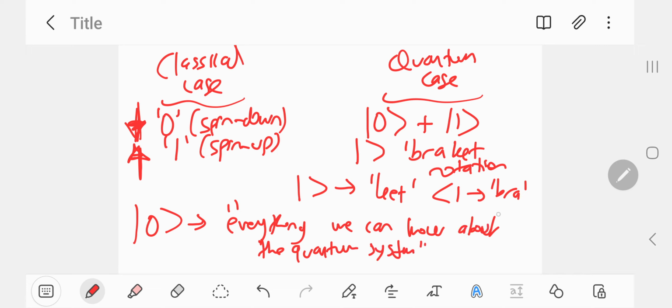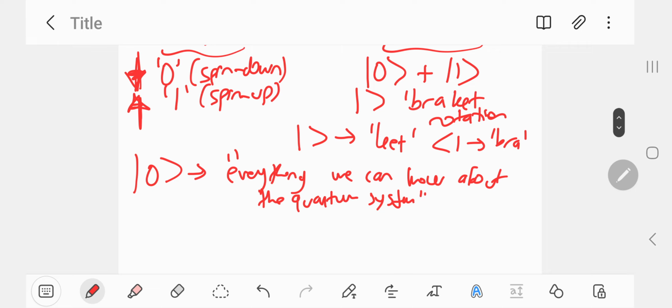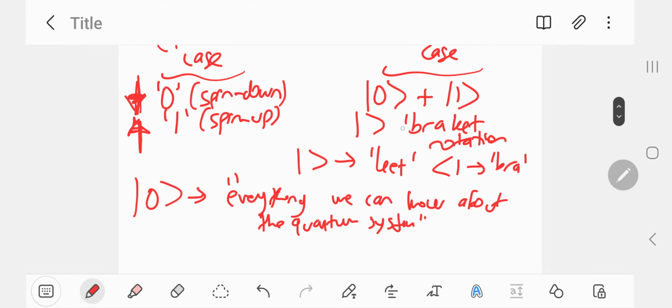The use of bracket notation only applies to quantum mechanical objects, objects on the tiniest of scales, the microscopic scales. And this Dirac notation pops up everywhere in quantum mechanics. It's very important, as we'll see.